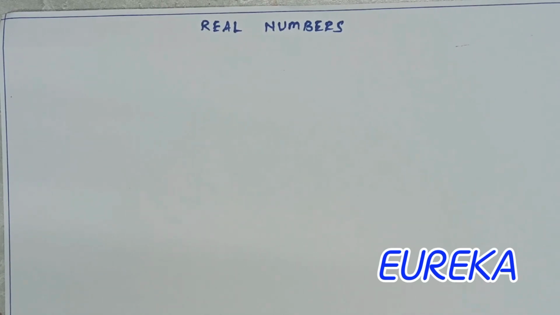Real numbers. In the last part of the real numbers series, we saw a very important question, as I discussed with you. The question type was the root of any number like 2, 3, 5, 7, 11 are irrational numbers.